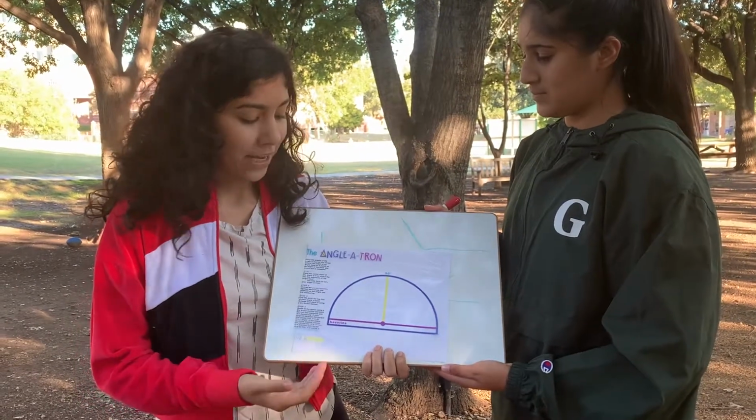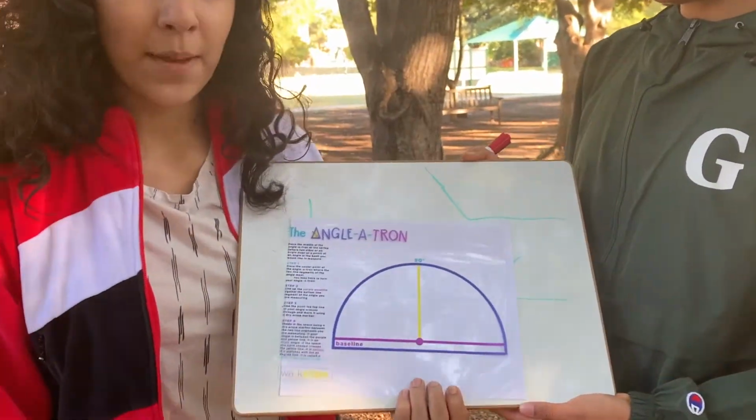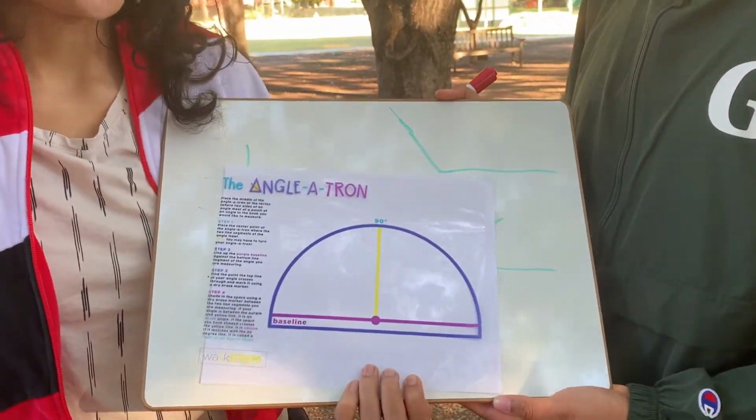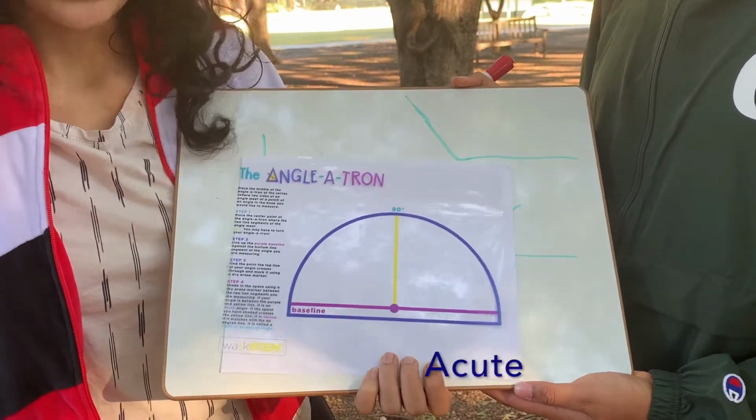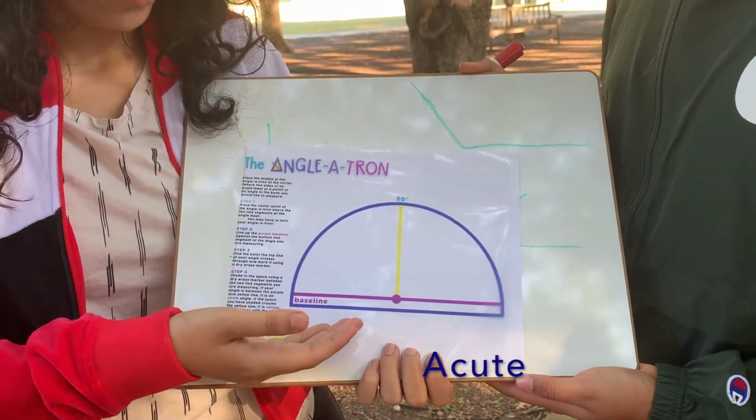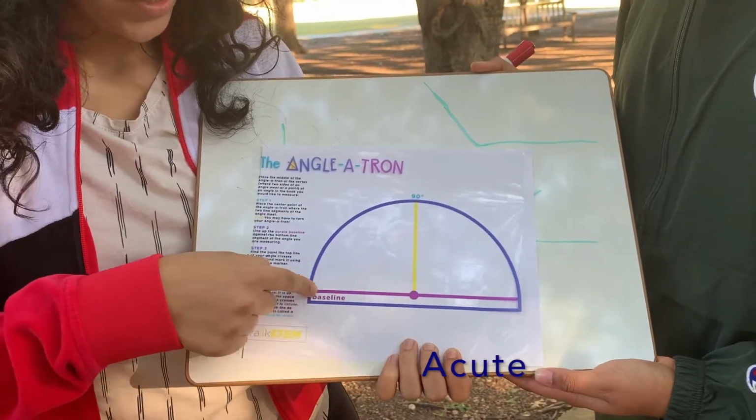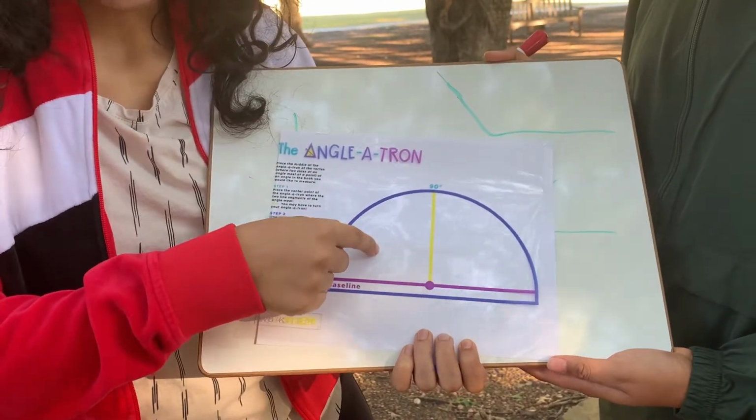Right, so here we have our angle-a-tron, which helps us measure some angles in the real world. So there's three types of angles we know about. There's acute, which like Shreya was saying, are the tinier angles, which are less than 90 degrees. So right here on this angle-a-tron, everything from this baseline measuring through this space would be an acute angle.